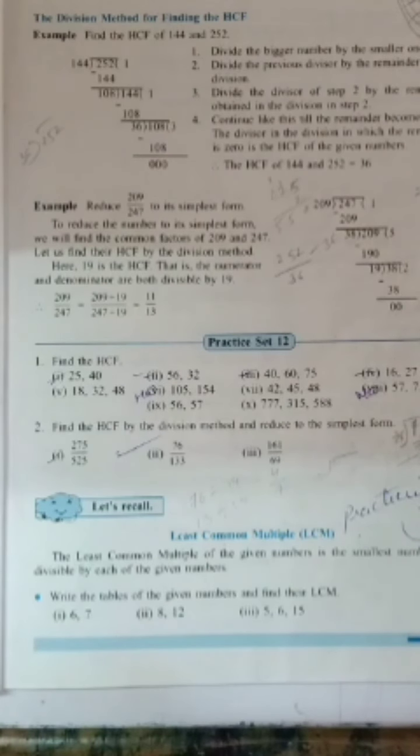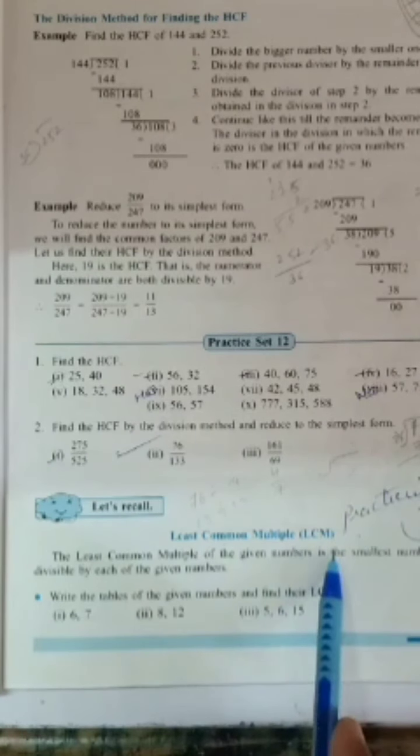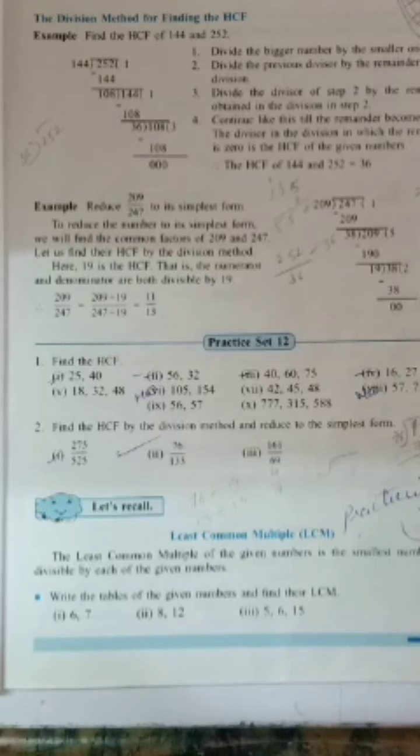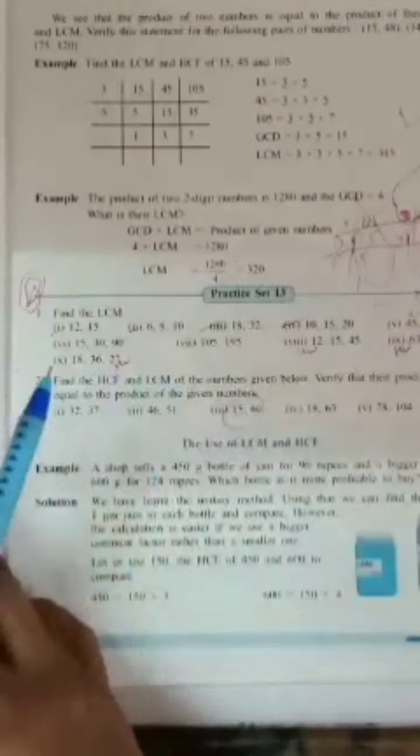Now let us start today the new topic, that is least common multiple, LCM. The least common multiple of the given numbers is the smallest number that is divisible by each of the given numbers. Now let us see one example of LCM, how to find LCM, least common multiple.